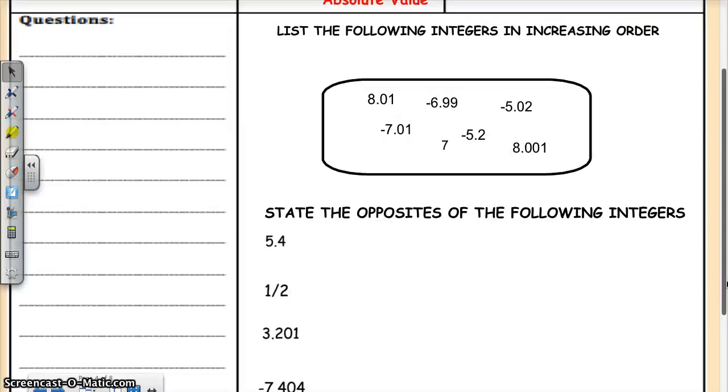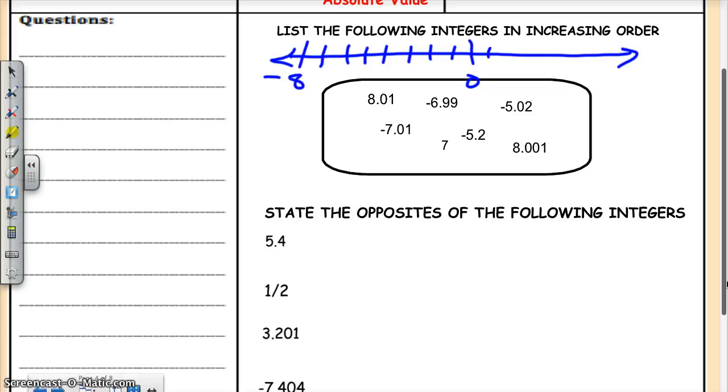Okay, looking at these numbers, I'm asking myself which one lies furthest to the left on a number line. I could easily just plot them quick to make my life easier. This would be 0, 1, 2, 3, 4, 5, 6, 7, negative 8. 1, 2, 3, 4, 5, 6, 7, positive 8. And just start plotting. 8.01, that's a positive 8.01. I'm about right here. Negative 6.99, I'm almost to negative 7. So 1, 2, 3, 4, 5, 6, 7.